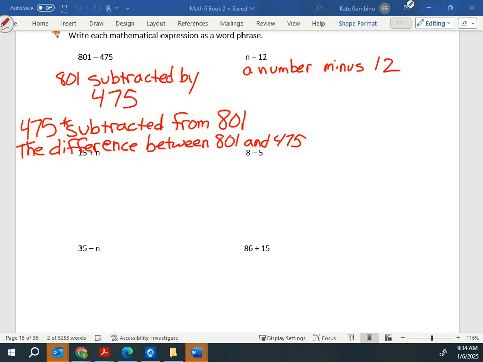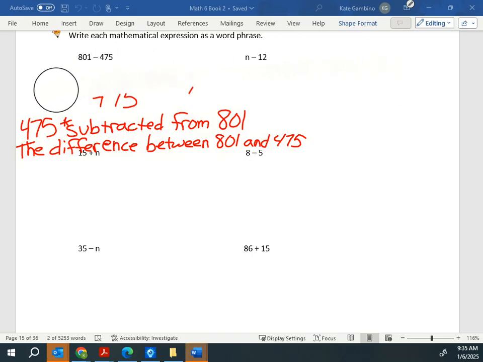James. Yeah, we could say 12 subtracted from a number. A number subtracted by 12. Right? We just have to remember that when we see that variable, when you see a letter, you write it out as a number.